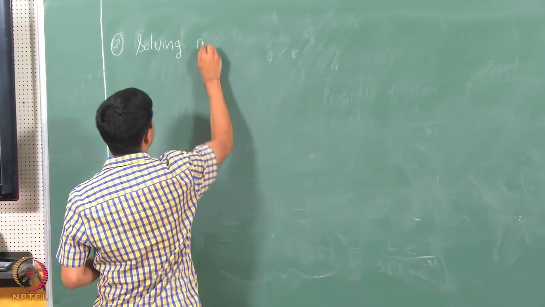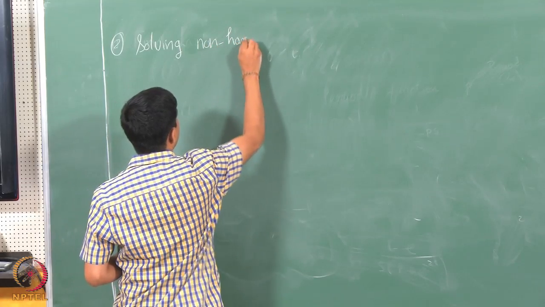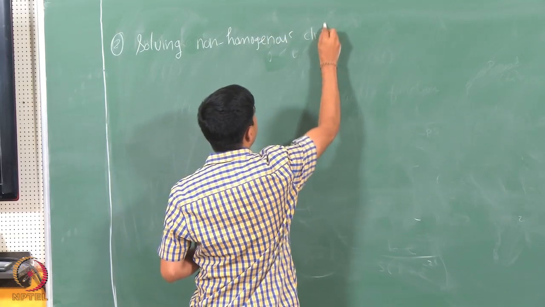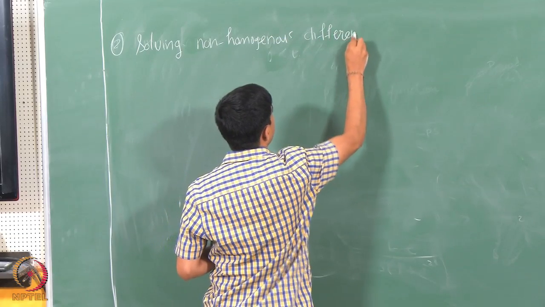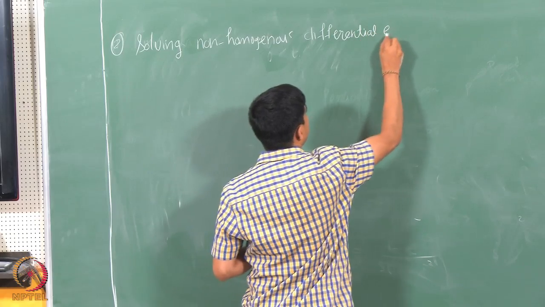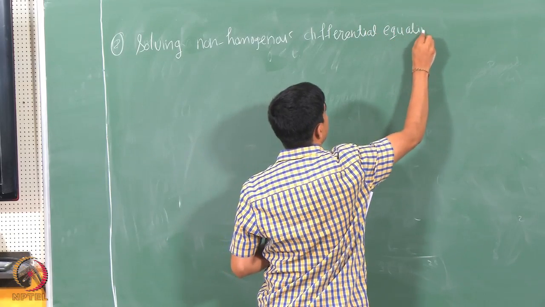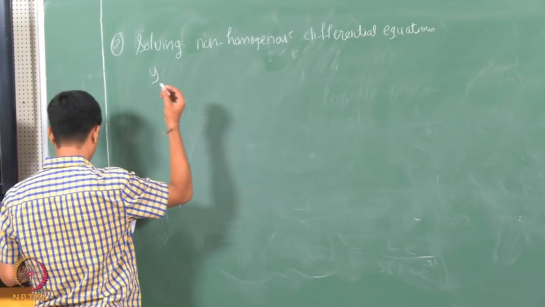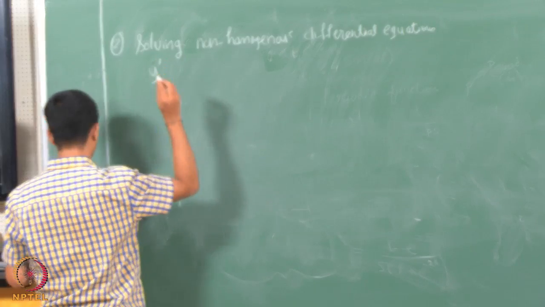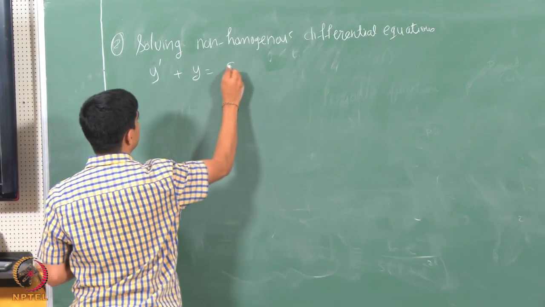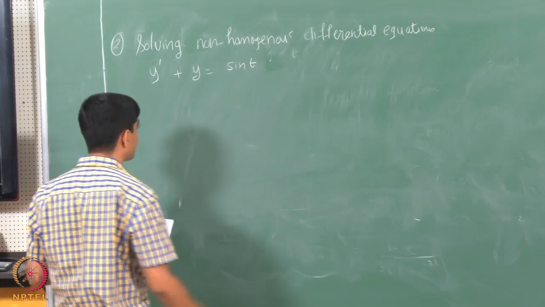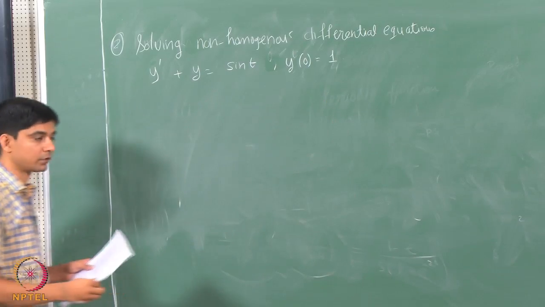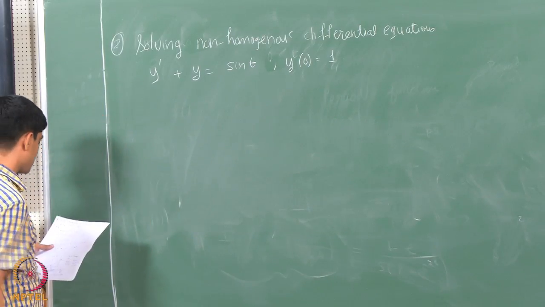solving non-homogeneous differential equations, or also called forced differential equations. So, it just looks like this, say y dot or say y prime plus y is some sin of t with the initial condition y of 0 being 1. Okay. Now, I take the Laplace transform on both sides.